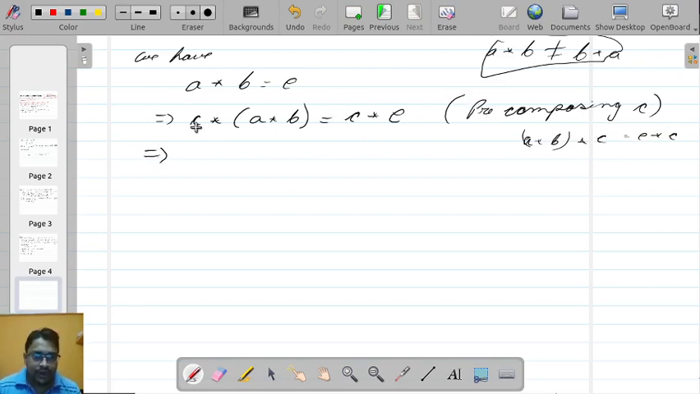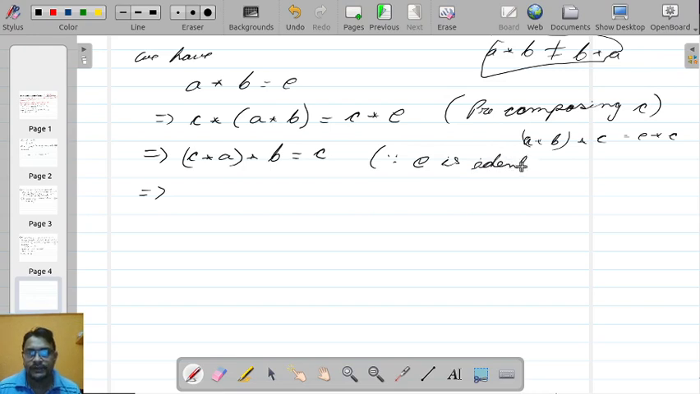And then what property can I apply here? By the property of a group, I can apply the associative property. So this will be C star A star B, equal to, what is C star C? C star E. E is the identity element, so C star E will be just C. Here you can also write the reason: since E is the identity element.